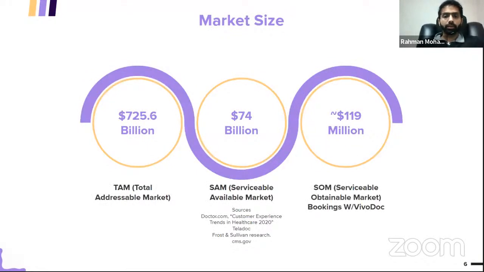Market size and opportunity. Market size in the US is pretty huge. It's like an ocean. Our TAM is $725 billion with a SAM of $74 billion. And what we are expecting in the next 3 years is $119 million, which we call the serviceable obtainable market with VivoDoc.